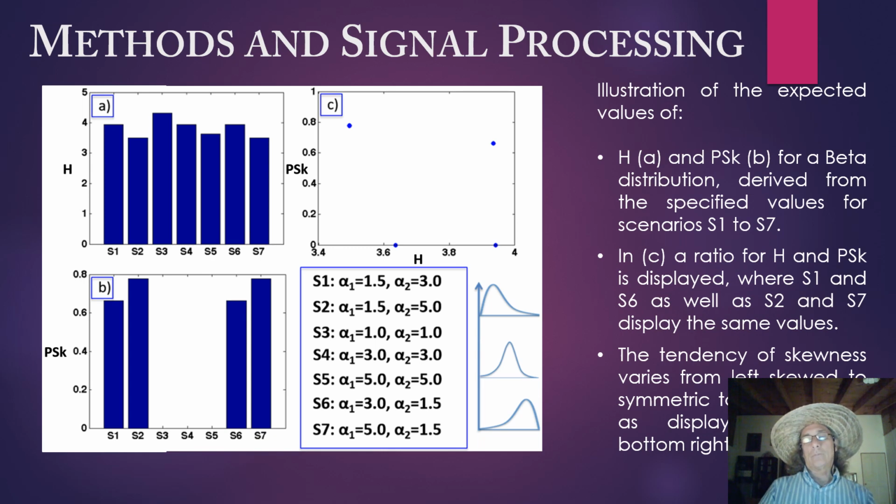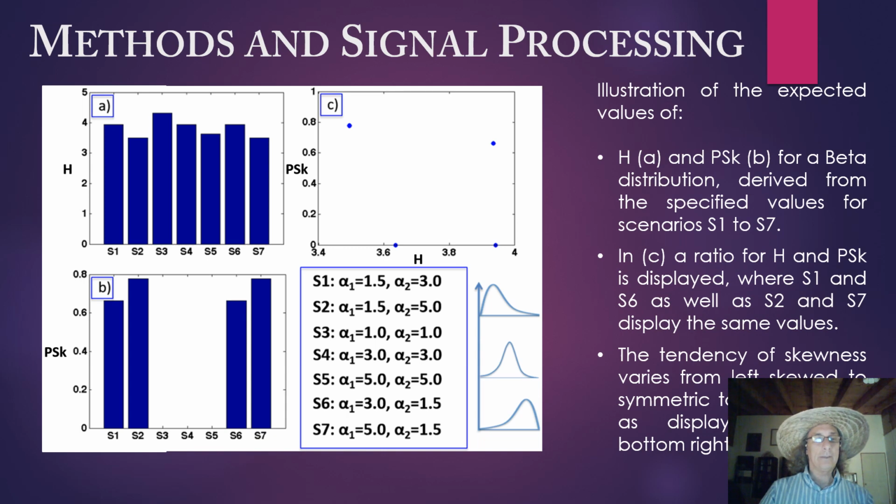To test our methodology and the computations of these information measure indexes, we chose a beta distribution with different parameters. This set of parameters, S1 and S2, gives us a distribution which is skewed to the left. Scenarios 3, 4, and 5 give us a symmetric distribution with different standard deviations. And these last two distributions, also from the beta, give us a right skew distribution, which would be a mirror image of the first two.